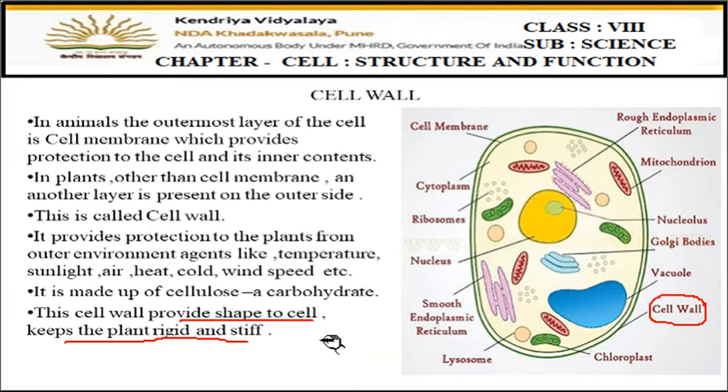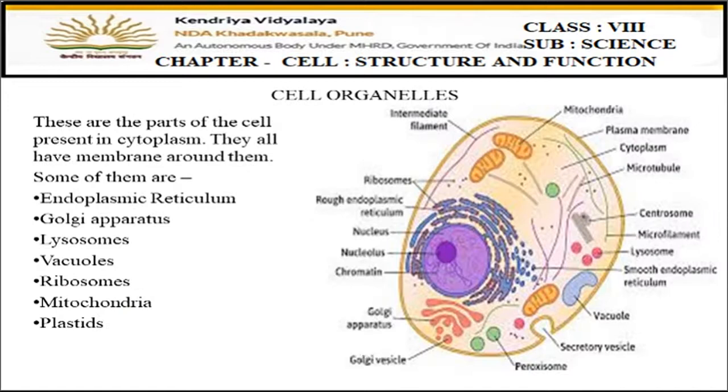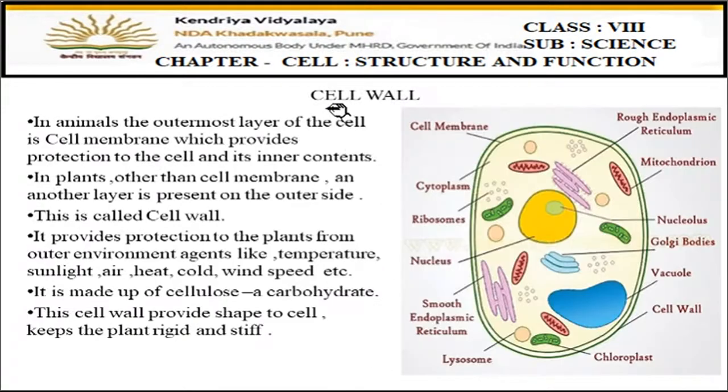Flexibility is present in animal cells because in animals the outer layer is the cell membrane, and this cell membrane is flexible in nature, fine. Now, one more thing to tell you here is that the cell wall is made up of cellulose. Cellulose is a carbohydrate. Okay, it's a type of sugar. So this cell wall is made up of cellulose, remember.